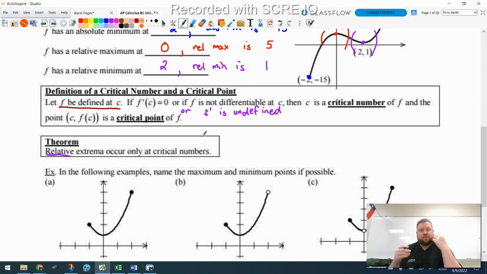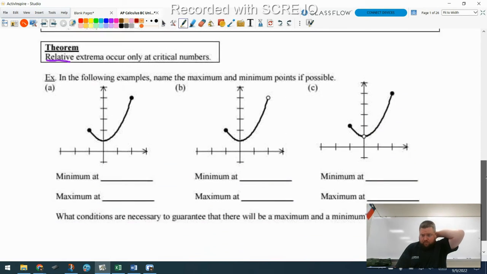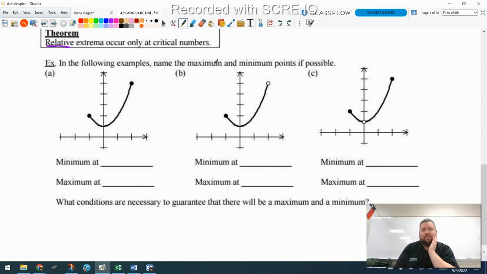All right, don't zoom in and focus too much on the derivative. Think of the whole picture. Okay, so we have some examples here. We're going to name the maximum and minimum points if that's possible. All right, so this has a minimum at, lowest point, minimum is right here. Minimum is at x equals 0.